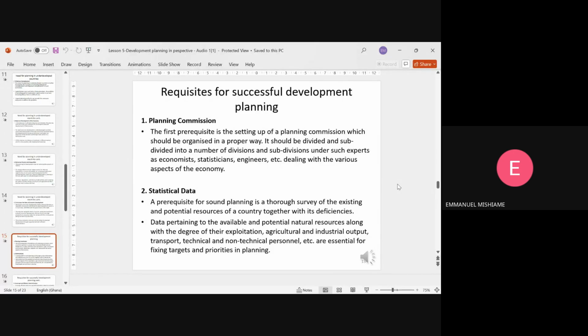Secondly, you need statistical data. Now, a prerequisite for sound planning is a thorough survey of existing and potential resources of a country together with its deficiencies. Data pertaining to the available and potential natural resources, along with the degree of exploitation, agricultural, and a whole lot of things. So essentially, you need what? Statistical data. Why do you need the data in the first place? You can't plan in a vacuum.